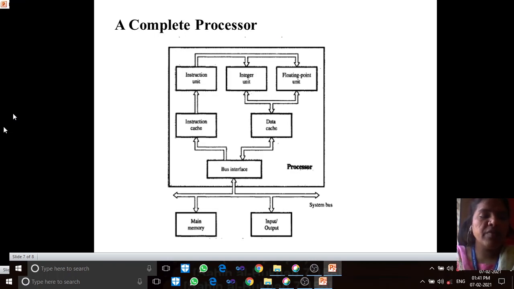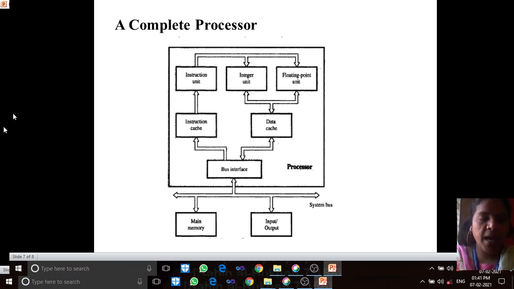The instruction unit fetches the instructions from the instruction cache, or from the main memory when the desired instructions are not already in the cache. So when the instruction is not in the cache, the processor definitely has to go to the memory. The processor is connected to the system bus. The system bus is nothing but your memory bus or external bus. The bus interface is a medium to interconnect the rest of the units.